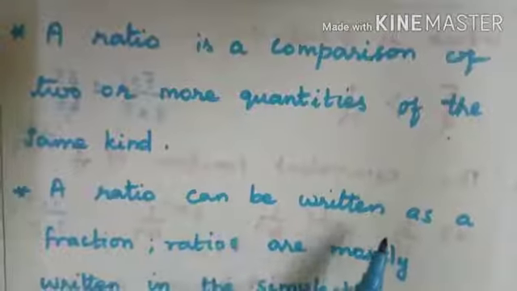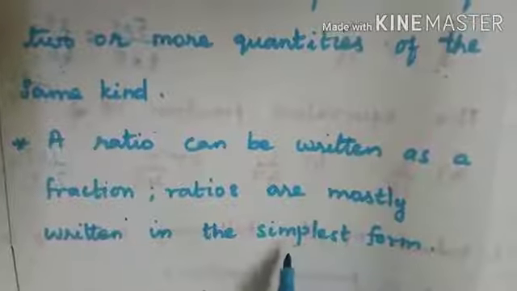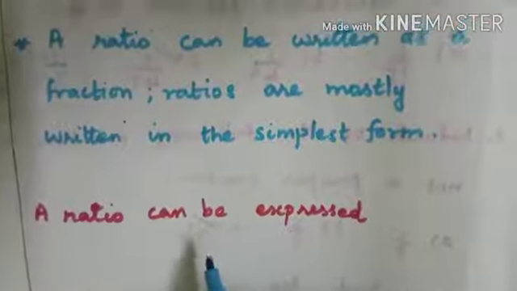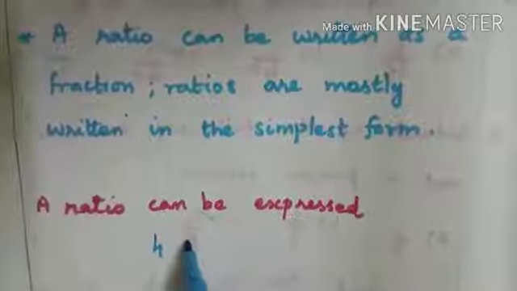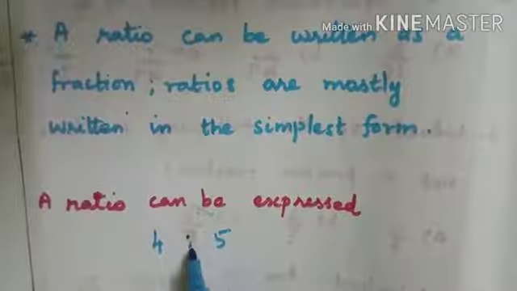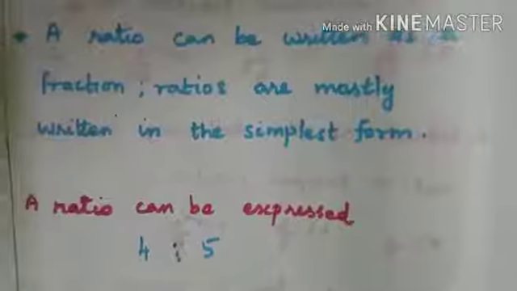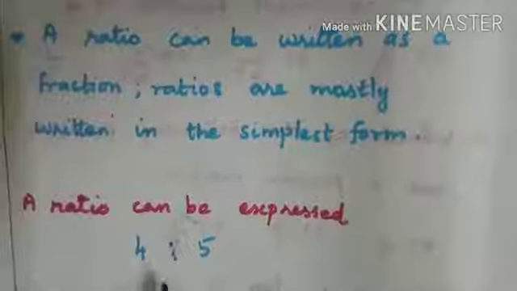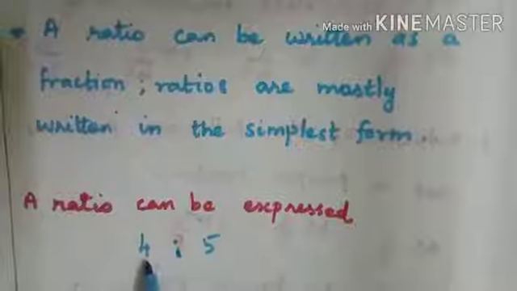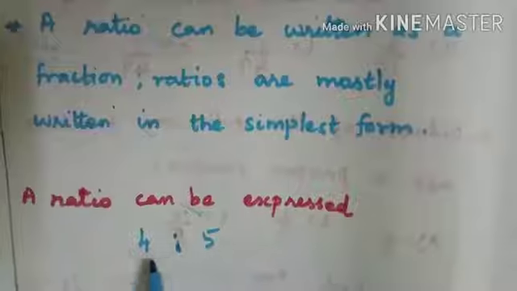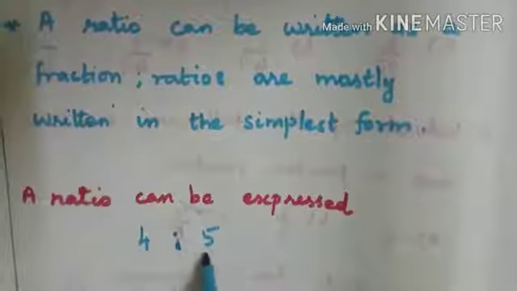The ratio can be written as a fraction. Ratios are mostly written in the simplest form. Next, a ratio can be expressed. Now you see, if there are 4 boys and 5 girls in a dance class, that means that the ratio of boys to girls is 4 to 5. That is 4 is to 5. It does not necessarily mean that there are exactly 4 boys and 5 girls in the dance class.